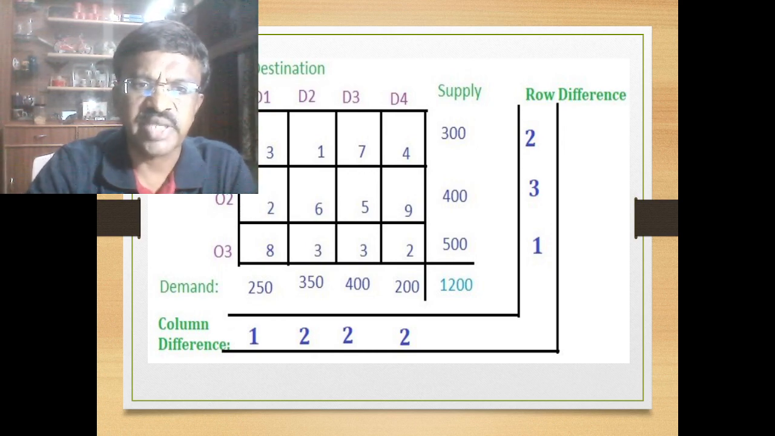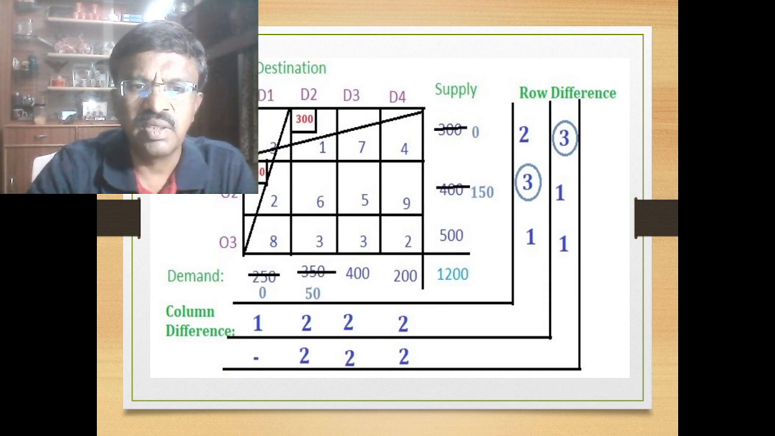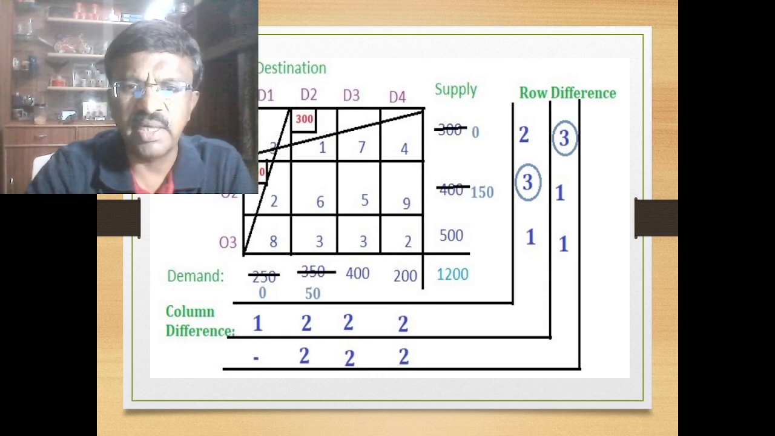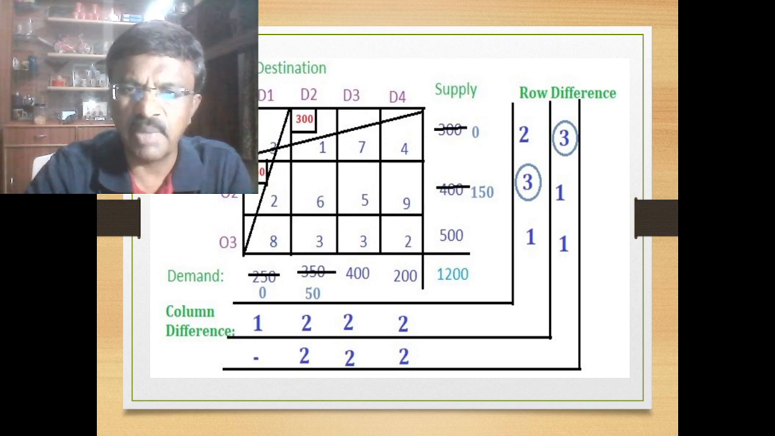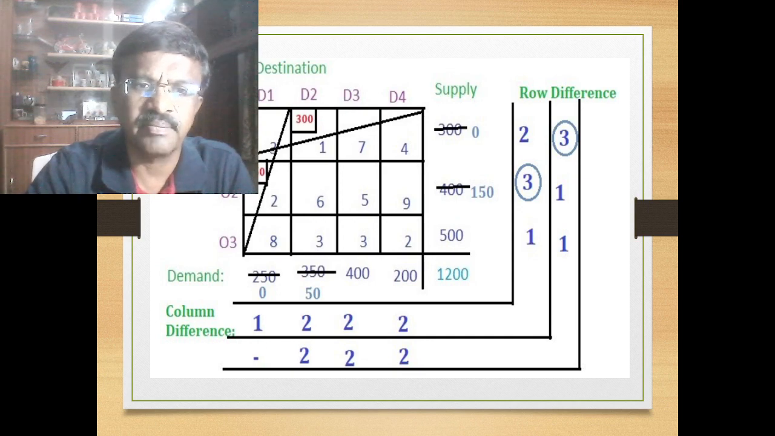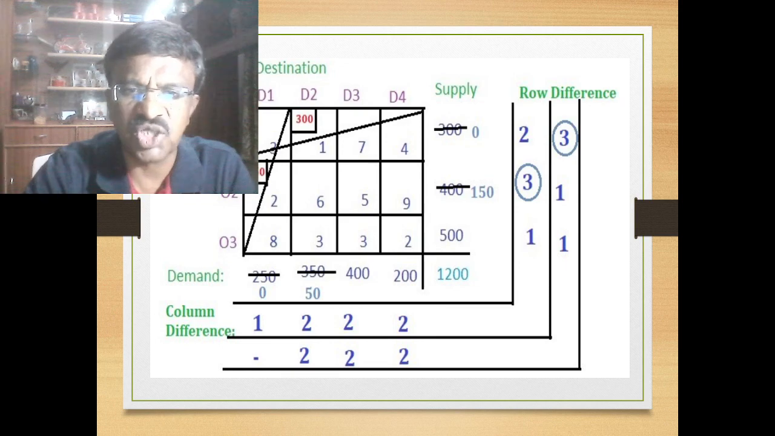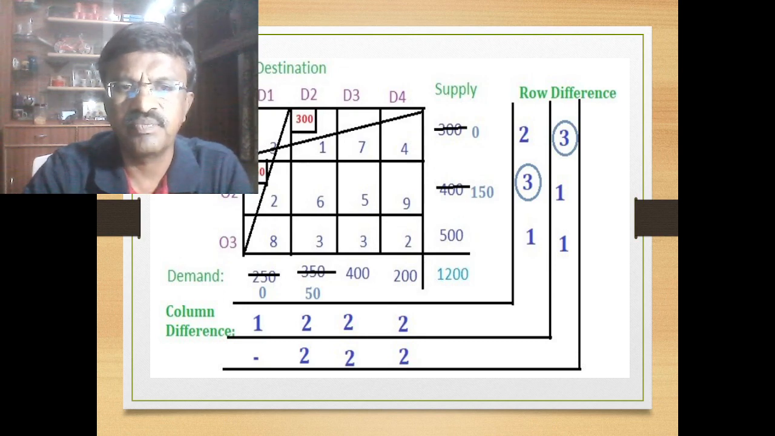Corresponding to second row, first column, we have in the bottom 250 as demand and on the right-hand side 400 as supply. Minimum is what? 250. So 250 should be allotted there. If we allot 250, the 250 in the bottom demand will be exhausted fully. Demand is exhausted at D1, and at O2, 400 minus 250, 150 units will be remaining.